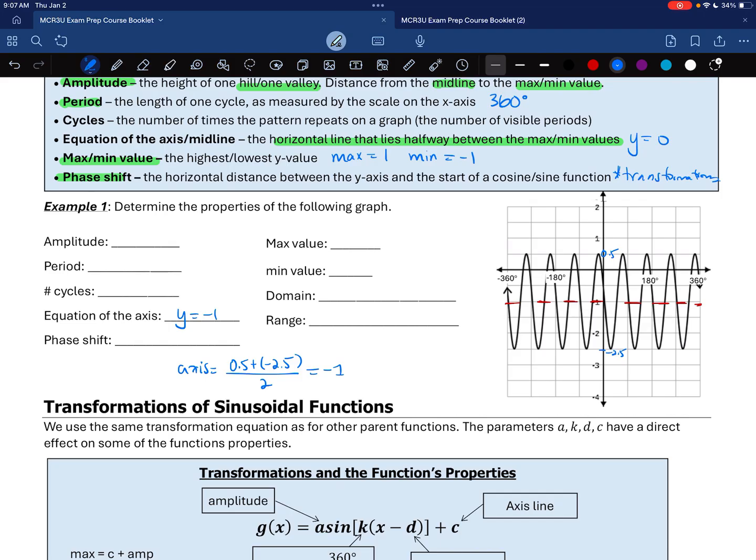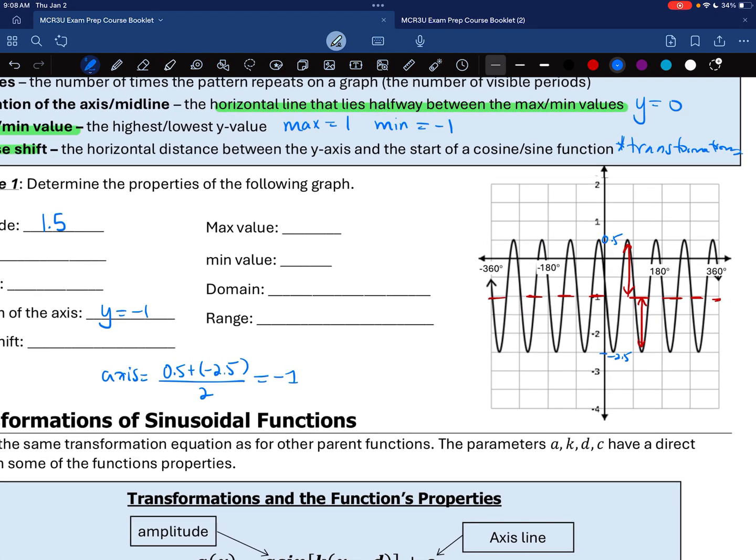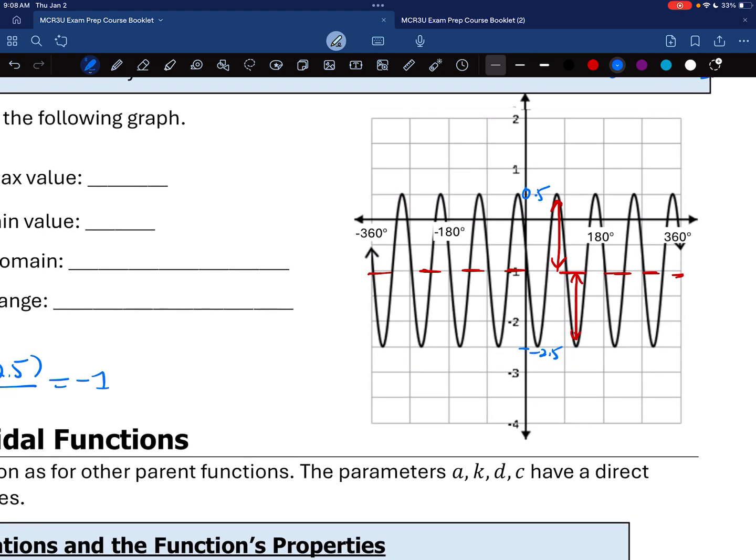The amplitude is the distance from that axis line to the max or the min, so that's from here to here or here to here, and that distance was 1.5. The period is the length of one cycle, so I could go from a max to a max, a min to a min, or I could start right on the axis line.